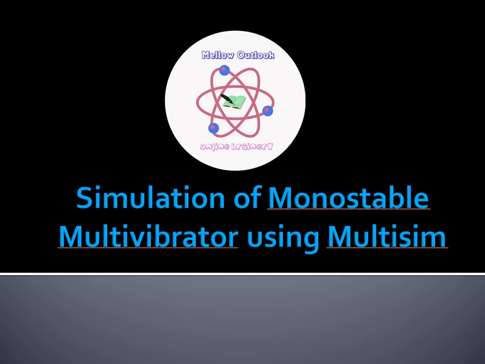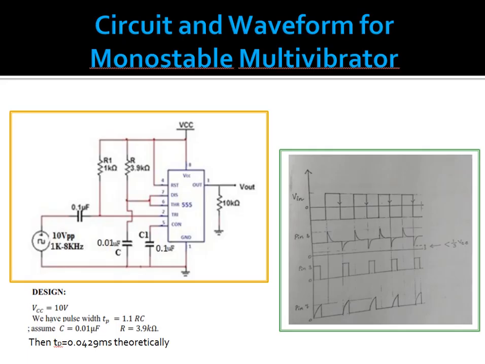Welcome to the tutorial on simulation of monostable multivibrator using Multisim. Here we have presented the circuit of the monostable multivibrator using 555 timer IC, and the corresponding waveforms have been presented with respect to the input that is given, that is the clock signal having a voltage 10 volt peak to peak, and a frequency that can be varied from 1 kHz to 8 kHz. The waveforms corresponding to pin number 2, pin number 3 and pin number 7 are given.